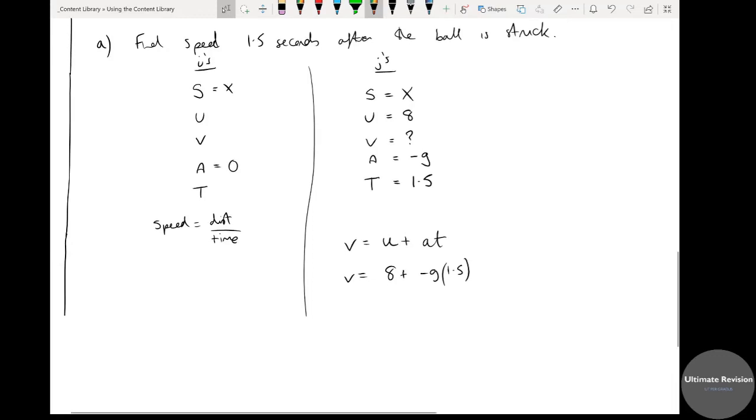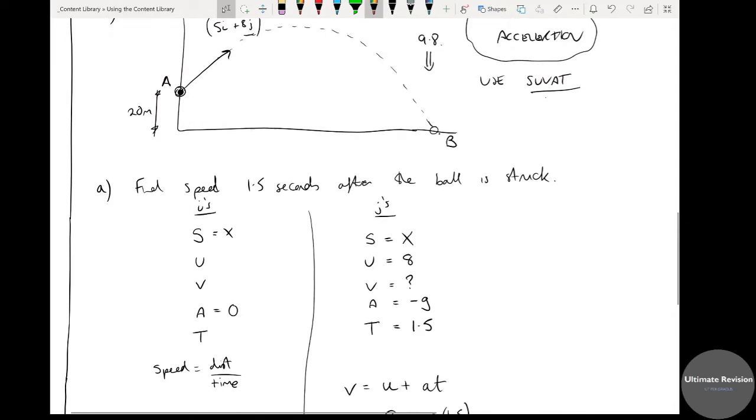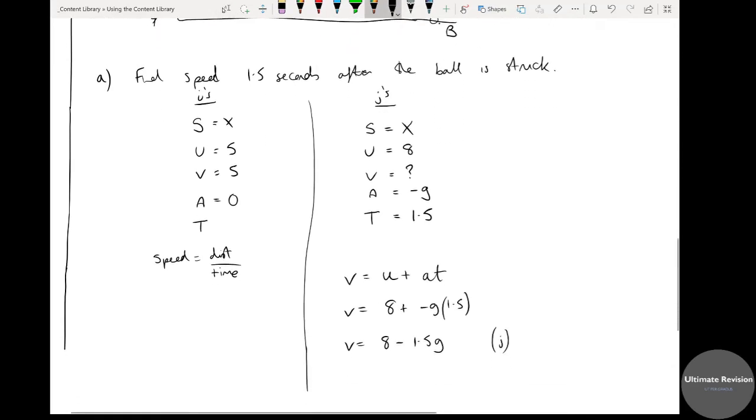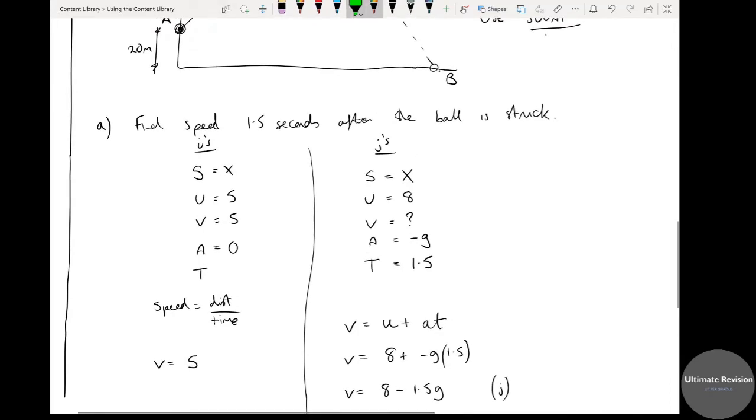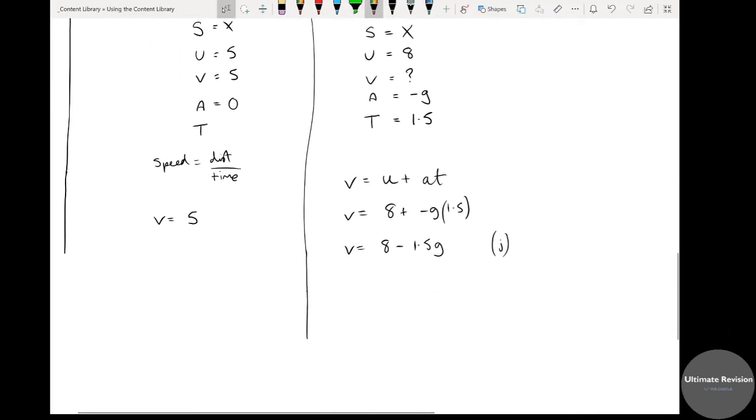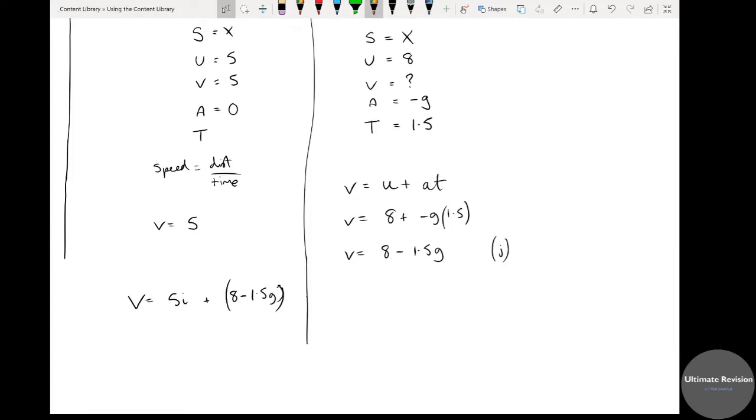We'll come back to that in a second. Just tidied it up a little bit: 8 minus 1.5g. Now that's in the j direction. In the i direction, well, the initial speed was 5. Because there's no acceleration, it's always 5. So it's 5 the whole way across. So v is going to be 5 in the i direction. Now it asks for the speed. So our velocity vector is going to be 5i plus (8 minus 1.5g)j.